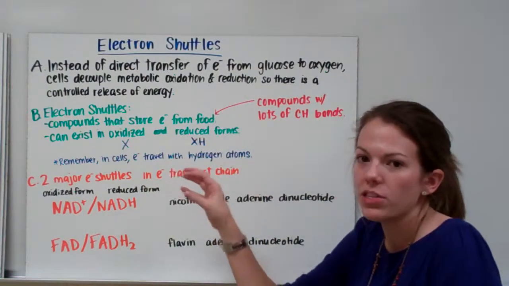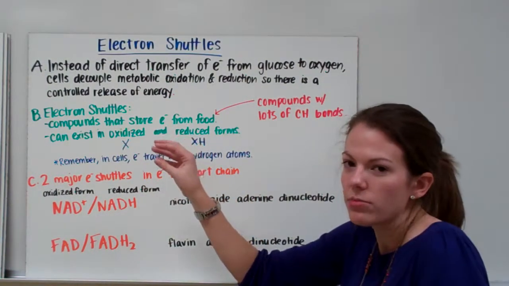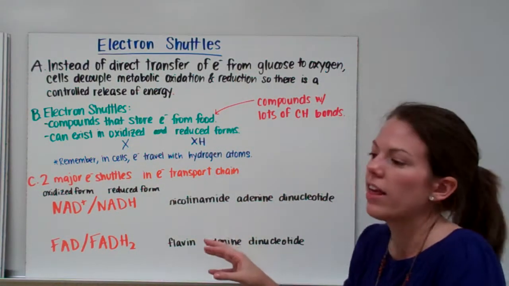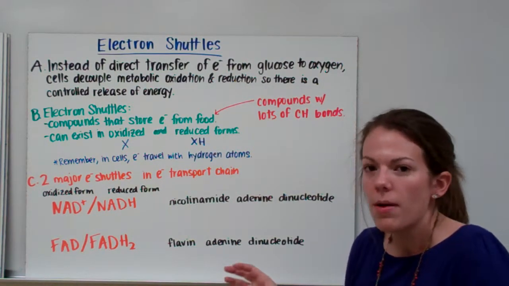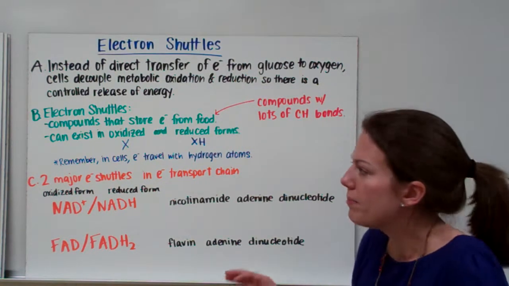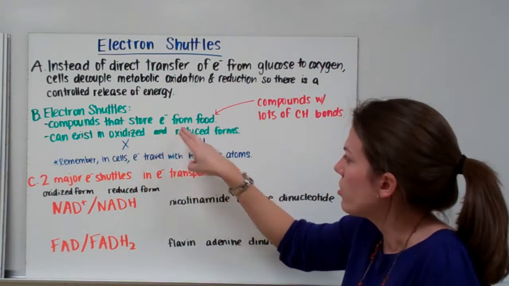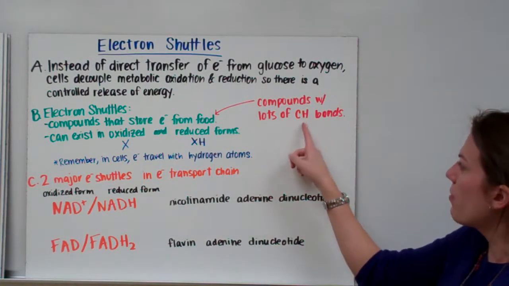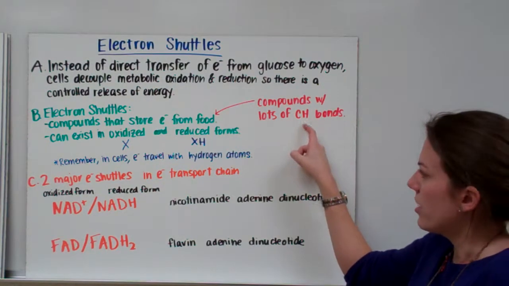So we do stepwise reactions. We move electrons from a little bit more electronegative atom to a little bit more electronegative atom, until we eventually end up at oxygen, releasing a little bit of energy at each step. Electron shuttles are compounds that store electrons from food. And remember, your food is any molecule that has a lot of carbon-hydrogen bonds, and our electrons are carried in those hydrogens.